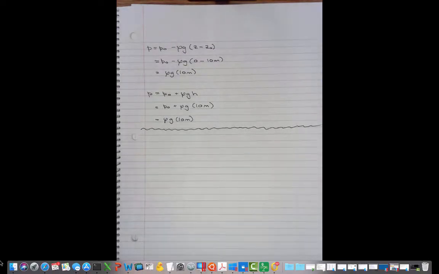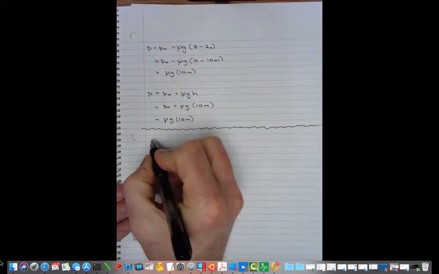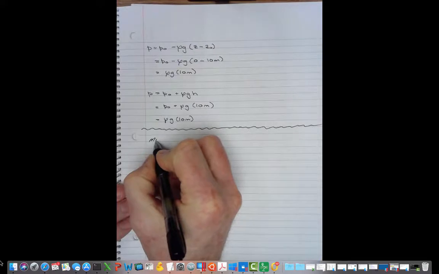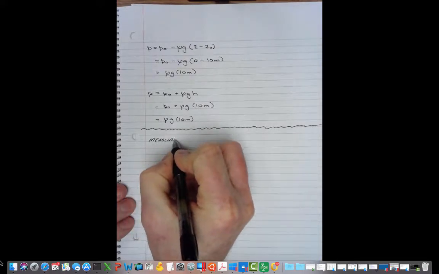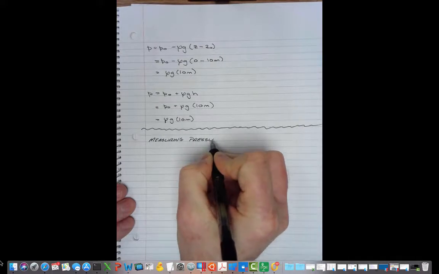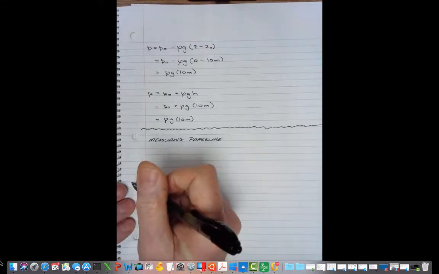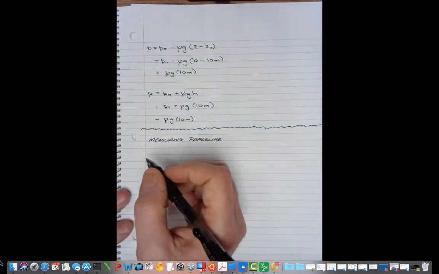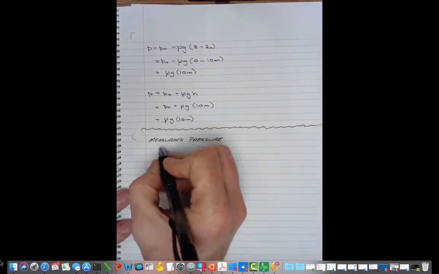Hello and welcome to the continuation of fluid statics. So the next topic is going to be the measurement of pressure. And pressure measurements are done by a variety of instruments in no particular order, but we'll go from older to newer.